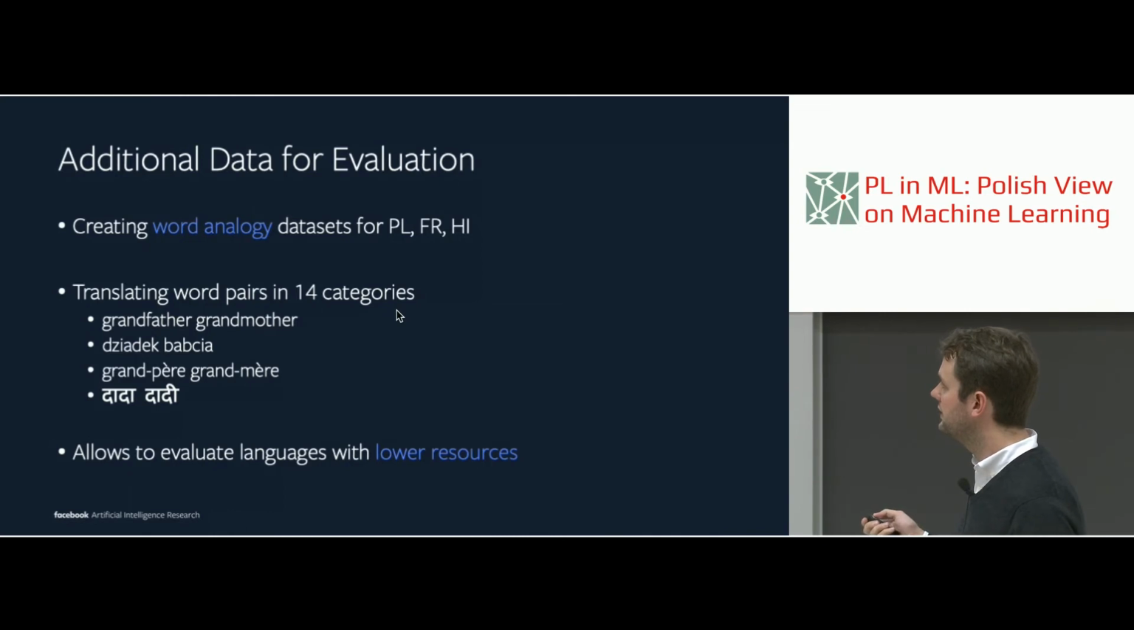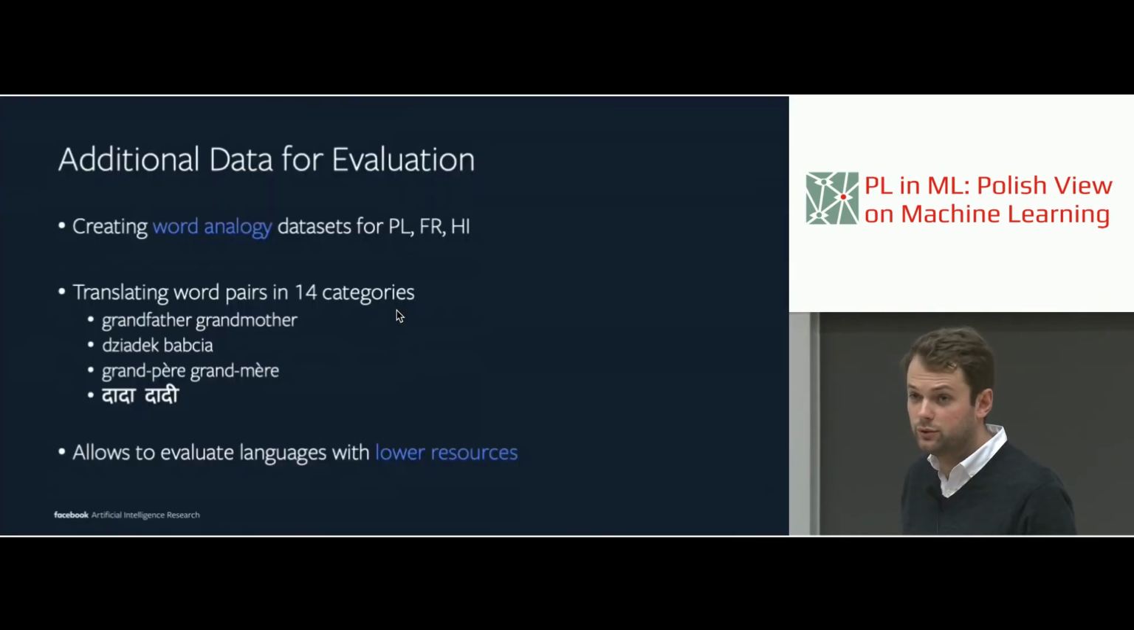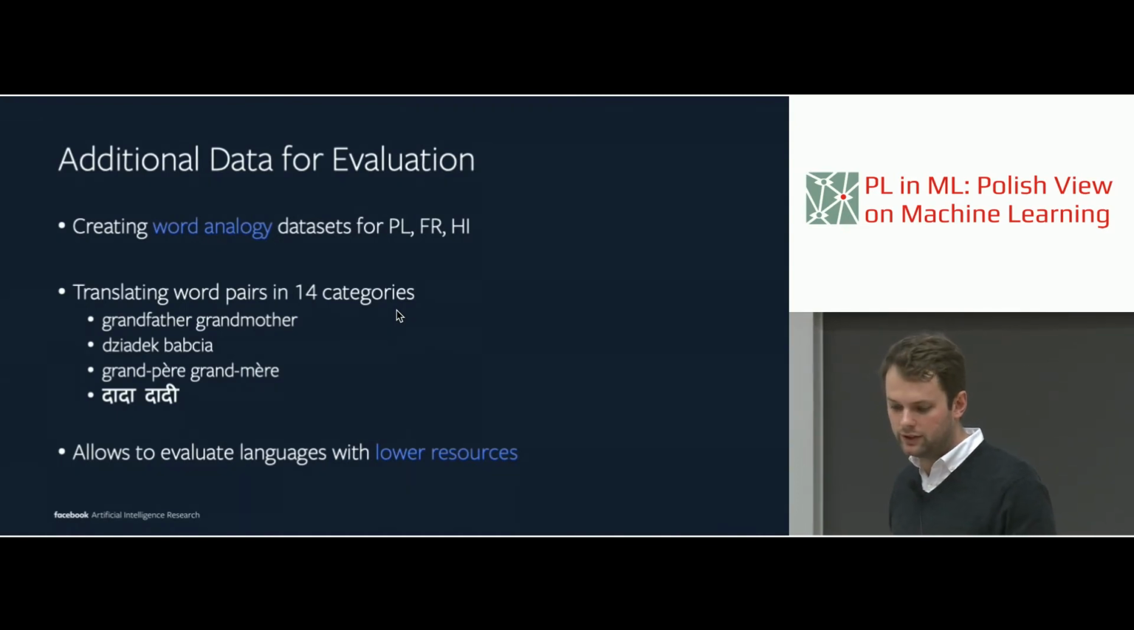And by having that, we can now evaluate word vectors on languages which don't have much resources. So we've seen a big improvement on Hindi, and without this kind of resources, it's hard to say whether or not these word vectors are getting better or not.